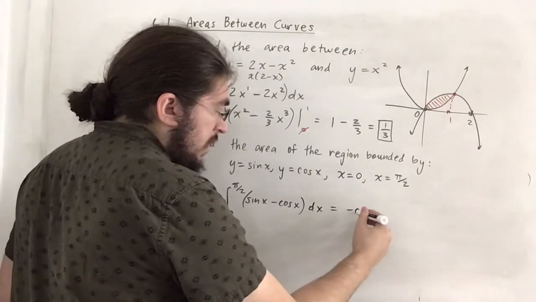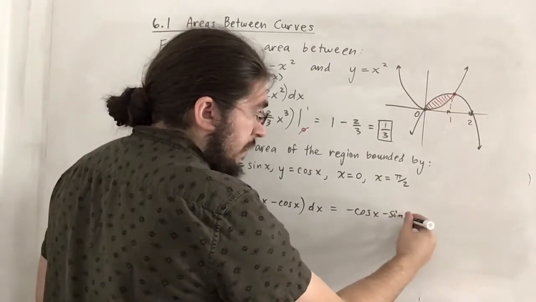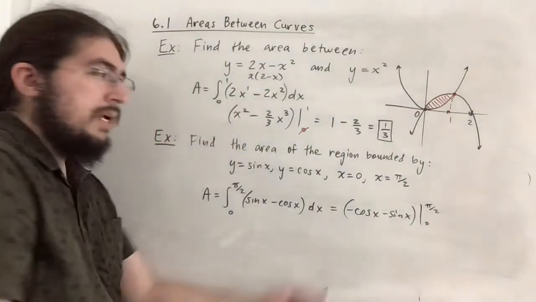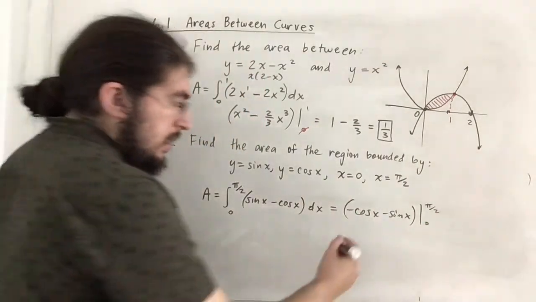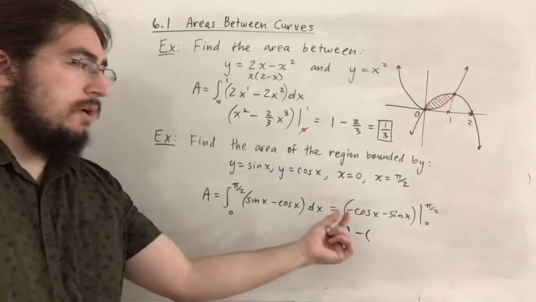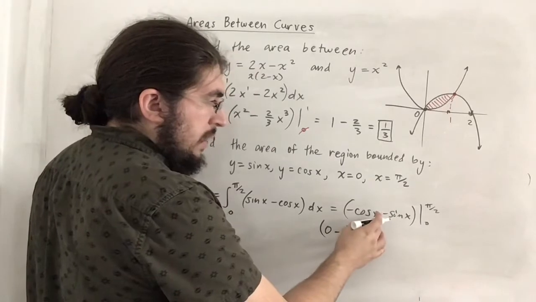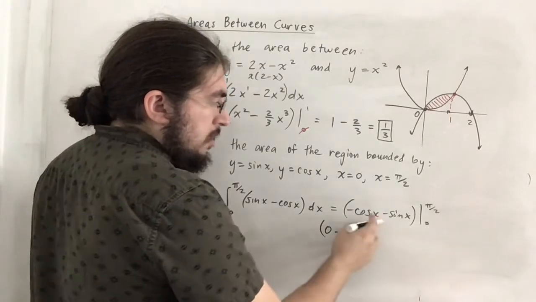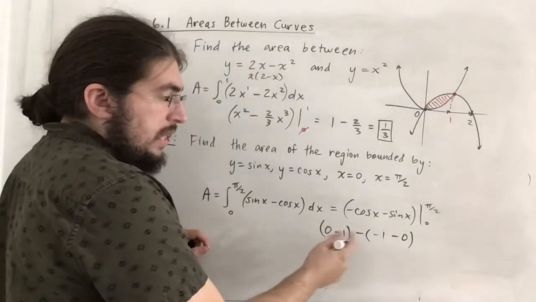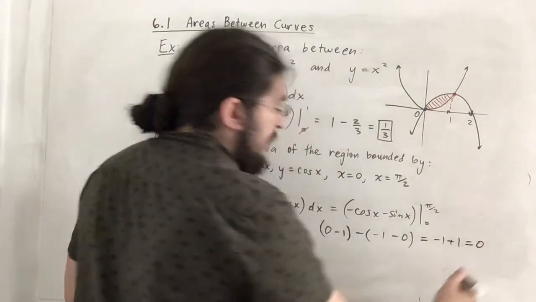Perfect. Then we take the antiderivatives. Antiderivative of sine is negative cosine. Antiderivative of cosine is positive sine, but it's negative already, so it's going to be negative sine. Right? And then evaluate this between our limits 0 and pi over 2. Now when you plug in pi over 2, cosine is 0, sine is 1. So we're going to get 0 minus 1 for the first evaluation. Minus, when you plug in 0, cosine of 0 is 1, so it's going to be negative 1, and then minus sine of 0 is 0. So this really is negative 1 minus negative 1, which is negative 1 plus 1, which is 0.